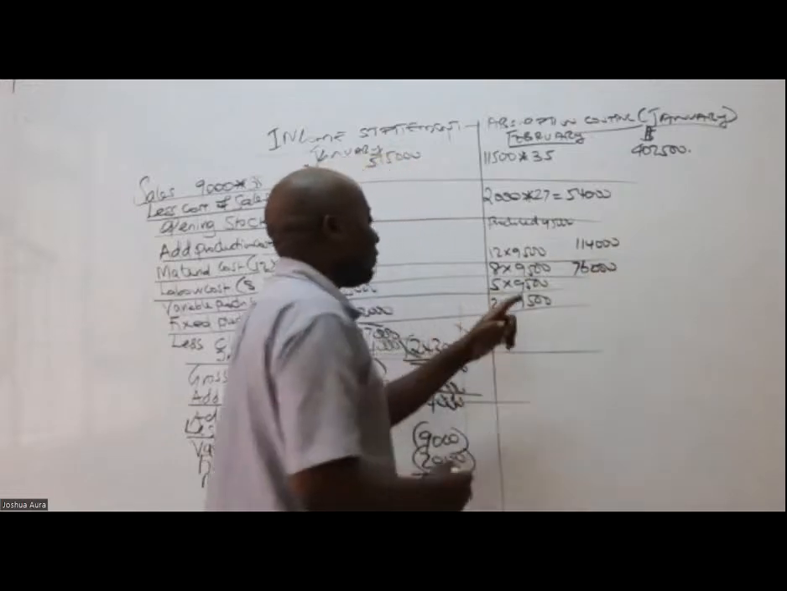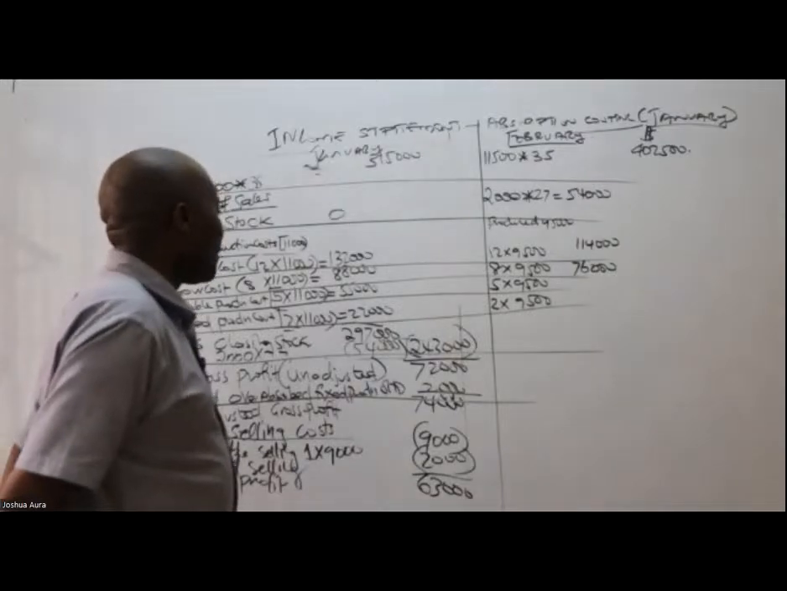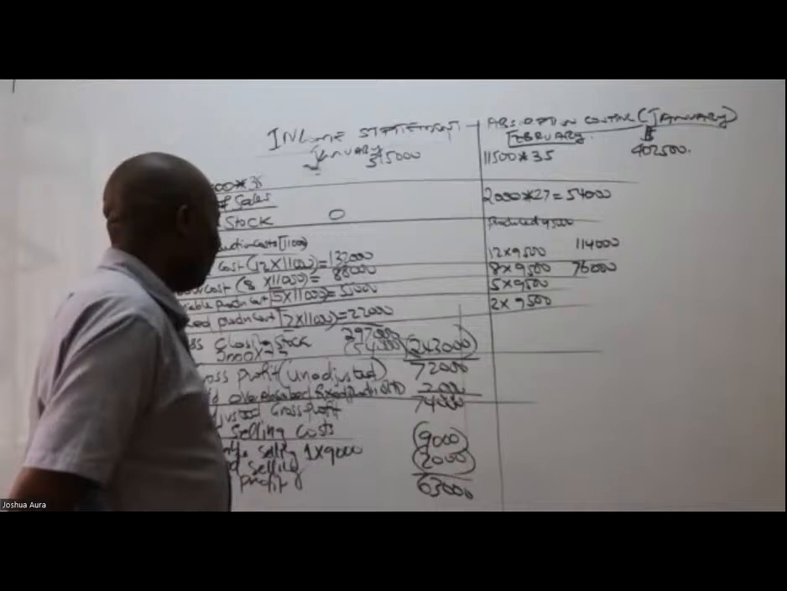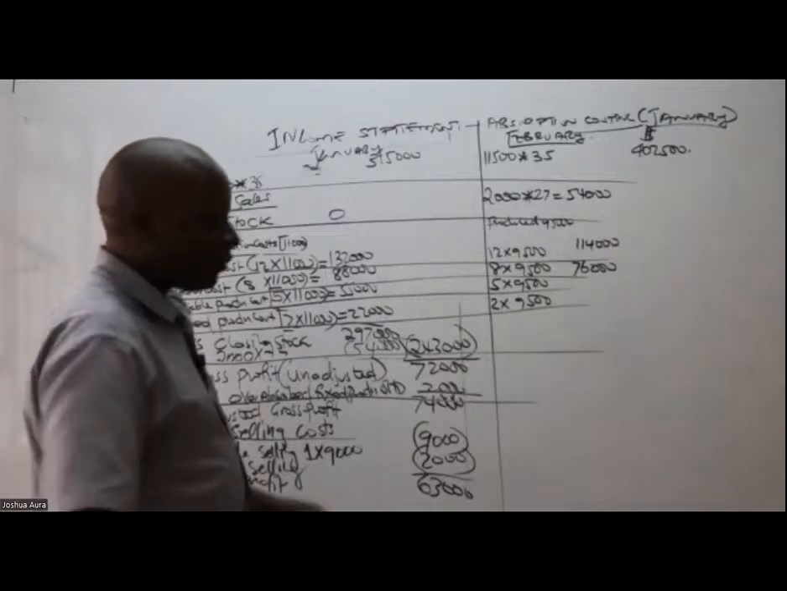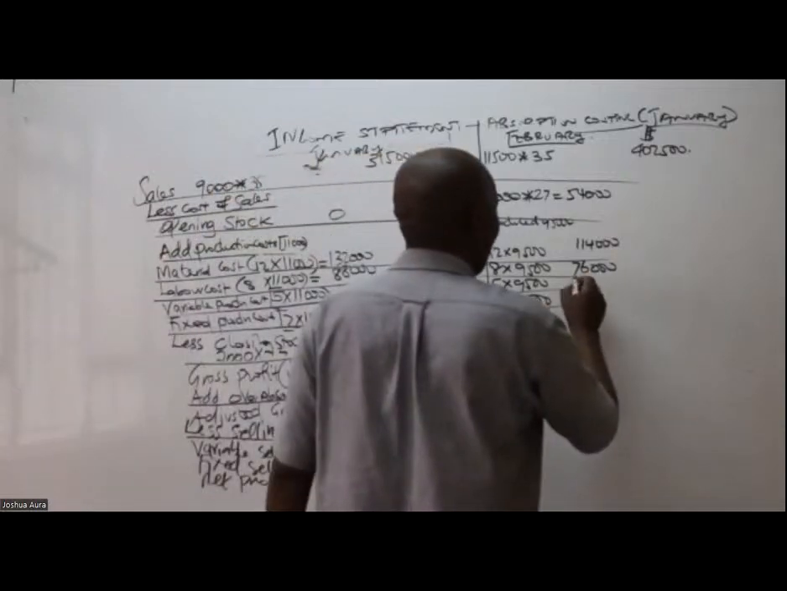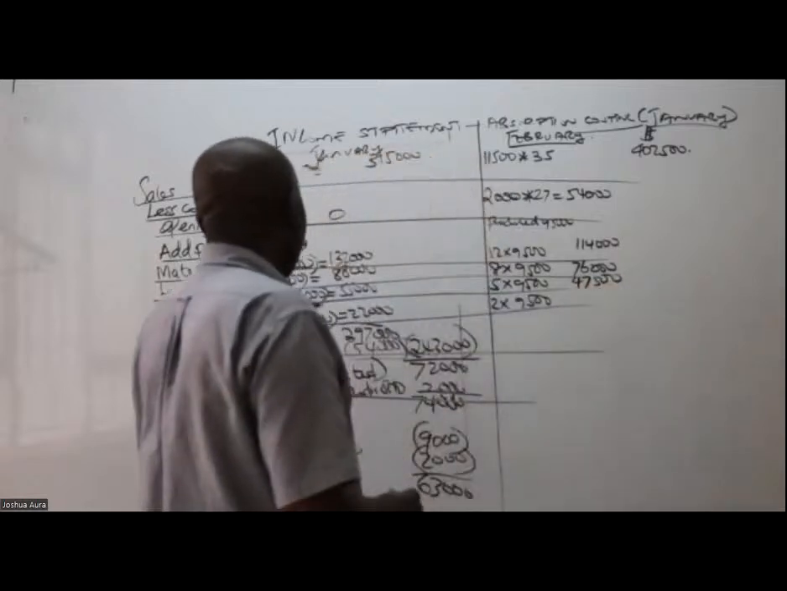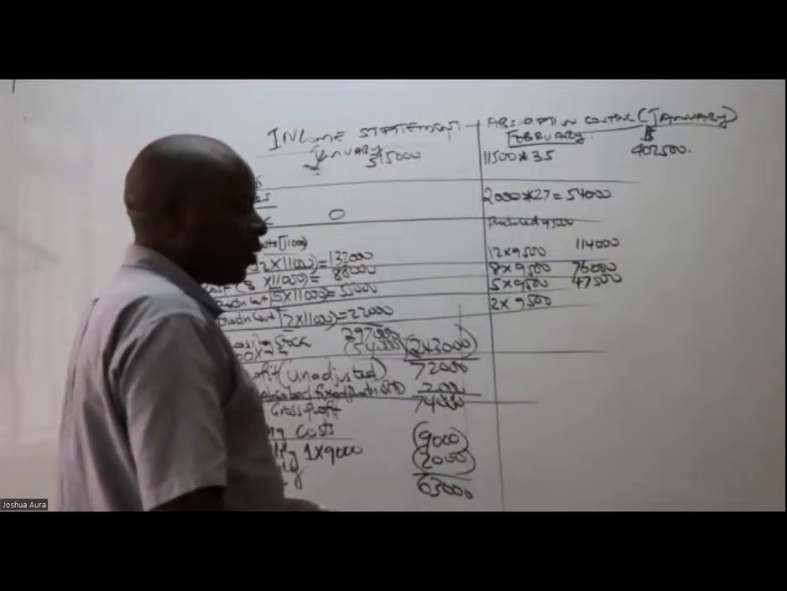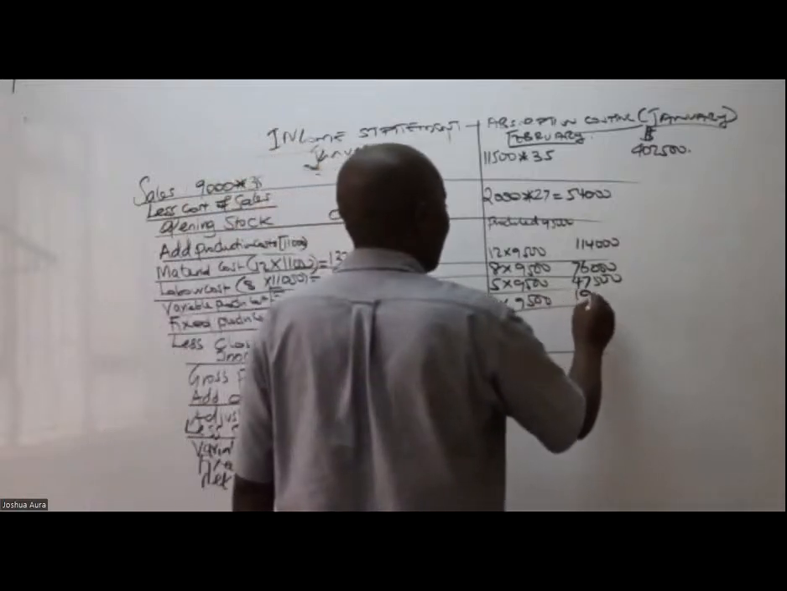Then we have 5 times 9,500. 47,500. And then we have 2 times 9,500, which gives me 19,000. Thank you so much.